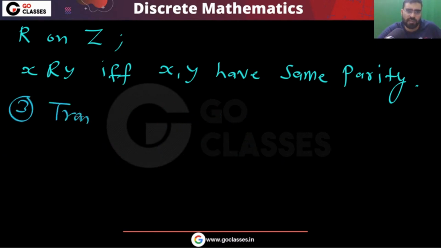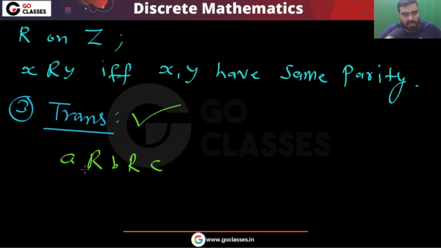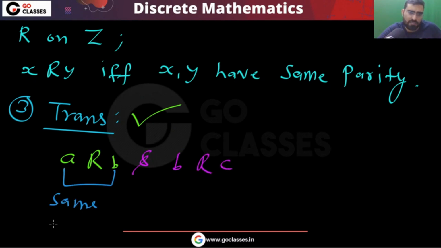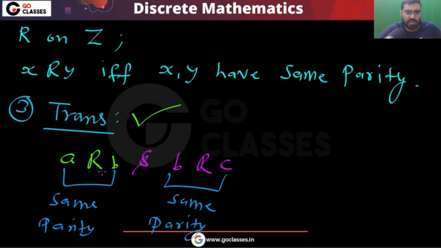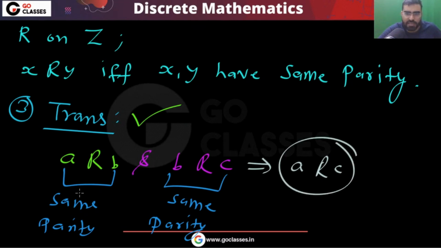What about the third, the transitive property? This is also satisfied, because if a comma b have the same parity and b comma c have the same parity, then you can notice that for a comma b either both are odd or both are even, and for b comma c both are odd or both are even. So definitely a comma c will have the same parity. So the transitive relation will be satisfied.